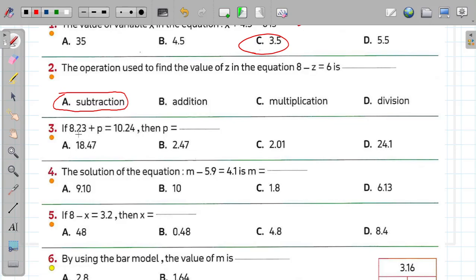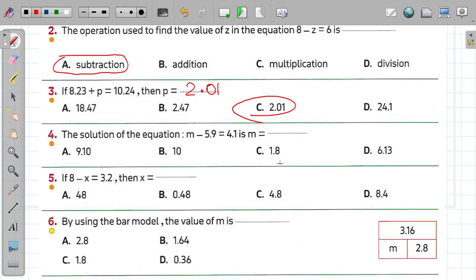Next, 8.23 plus b equals 10.24. Here I can use mental math directly. First, I have 23 hundredths, and here I have 24. What is the number that we add to 23 to get 24? It will be 1. Okay, but 1 what? It will be 1 hundredth, because 23 hundredths plus 1 hundredth equals 24 hundredths. Okay, so 8 plus what equals 10? 8 plus 2. So the value of b here will be 2.01, or 2 and 1 hundredth.